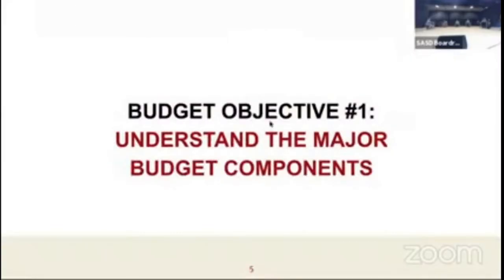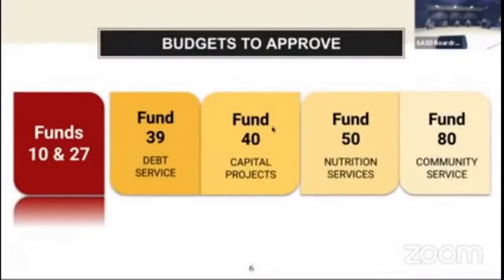So the first objective is to understand the major budget components. Next slide. And so when you see our total budget attached in board documents, BoardDocs, and you see it in the newspaper, these are the funds that are presented to the public, and these are the funds that you'll be approving as part of the annual meeting.